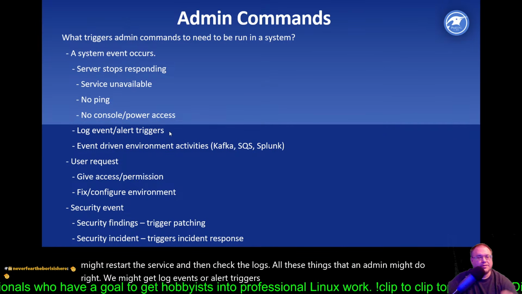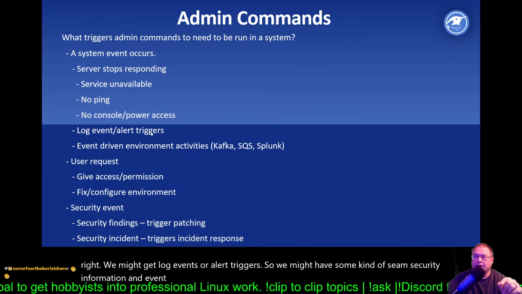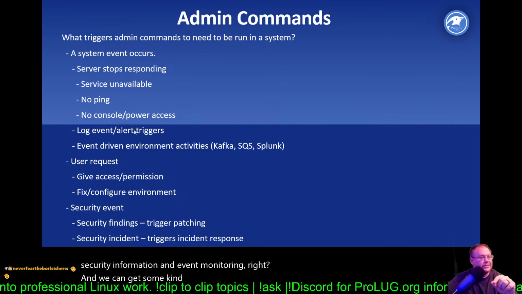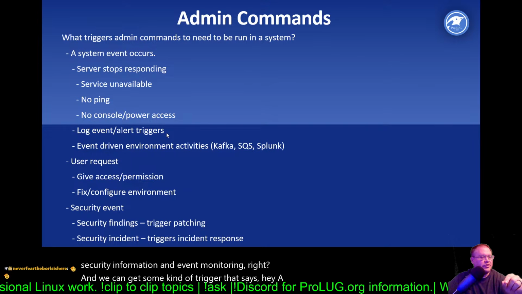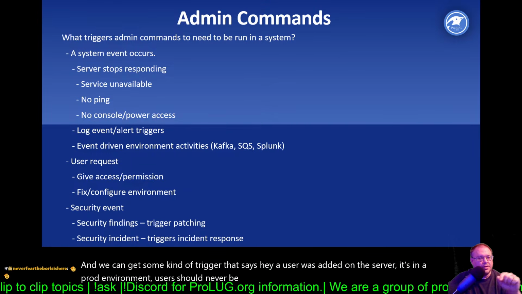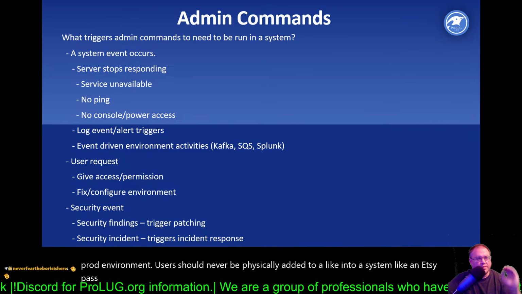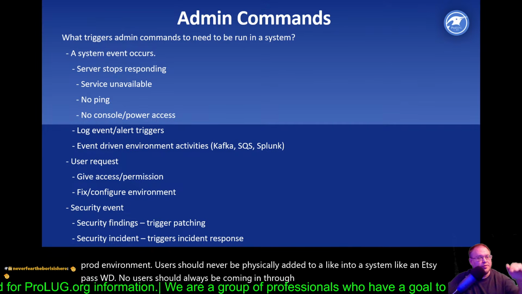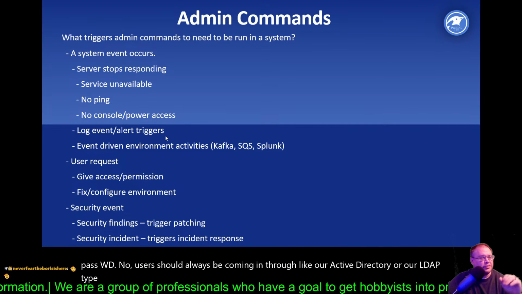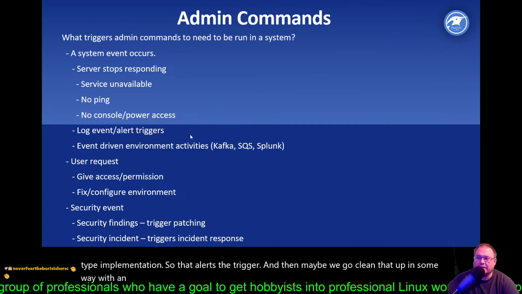So we might have some kind of SIEM, security information and event monitoring, right? And we can get some kind of trigger that says, hey, a user was added on the server. It's in a prod environment. Users should never be physically added into a system like /etc/passwd. No, users should always be coming in through our Active Directory or our LDAP type implementation. So that alerts the trigger, and then maybe we go clean that up in some way with an automation, right? These are the types of things we might do.